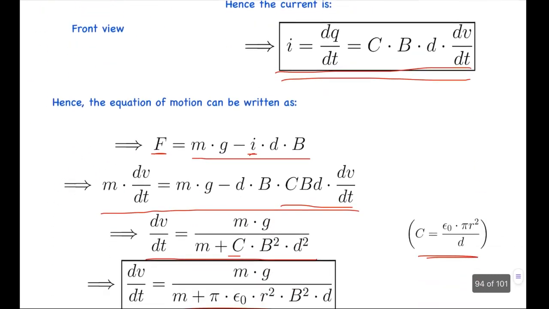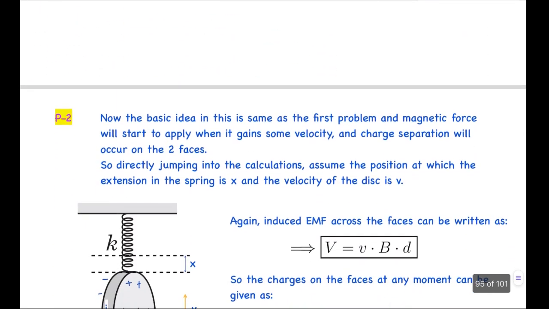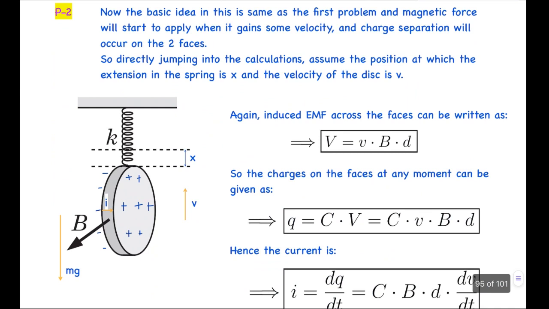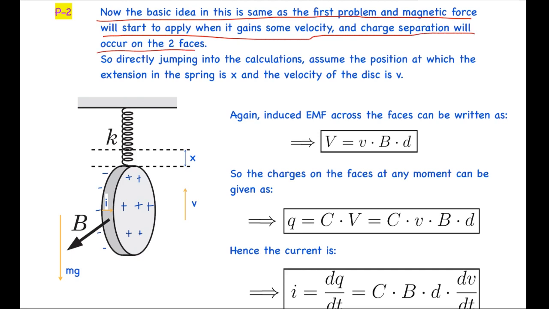If you understood this, the second problem and all the other problems will be basically the same thing, only in slightly different setups. So now let's look at the second solution. The basic idea is the same as in the first problem, and a magnetic force will start to apply when it gains some velocity. Since it was initially at rest, there was no force due to the magnetic field on it, and charge separation will occur on the two faces as it gains some velocity.